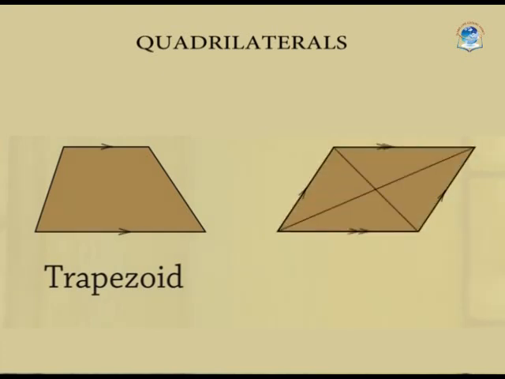A parallelogram is like a rectangle, except that its diagonals are not equal in length and the sides are not perpendicular to each other. When a four-sided shape does not fit any of these categories, it is simply called a quadrilateral.